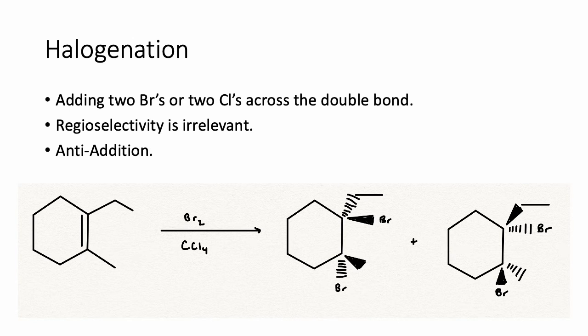So next up we have halogenation, and in this case we're going to add two bromines or two chlorines across the double bond. Regioselectivity is irrelevant, and this reaction proceeds via anti-addition. So the reagents we're going to use are bromine Br2 or chlorine Cl2 and a non-reactive solvent such as CCl4. This is non-reactive.